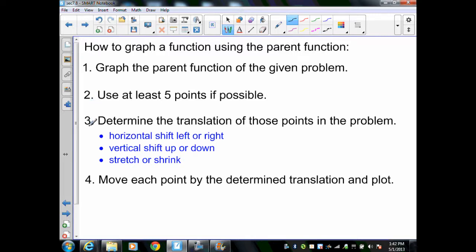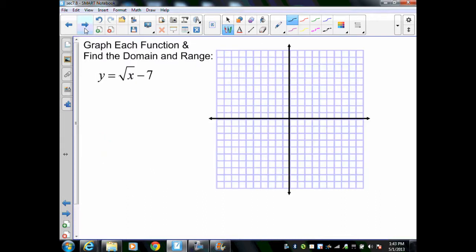Number 3, determine the translation of those points in the problem: horizontal, vertical, shrink, or stretch. Number 4, I want to move each point by the determined translation and plot. Number 5, graph each function and find the domain and range.